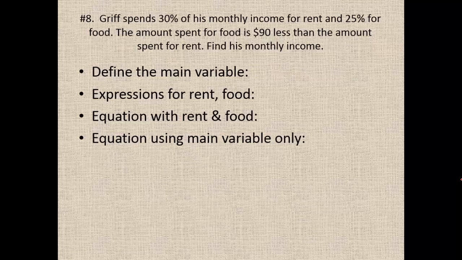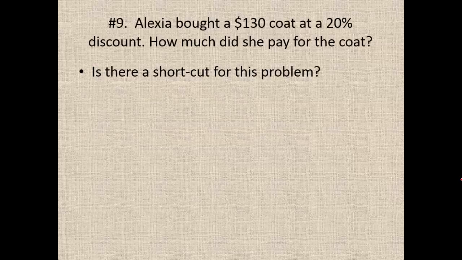Okay, we didn't have time for this one, so it'll come back on another session. But we did talk about this one at the live session. Alexia bought a $130 coat at a 20% discount. How much did she pay? Now, the traditional way is to multiply this to find the discount, but then you have to subtract the discount from 130 to find out how much she paid. There's a quicker way to do the problem, and we talked about that.